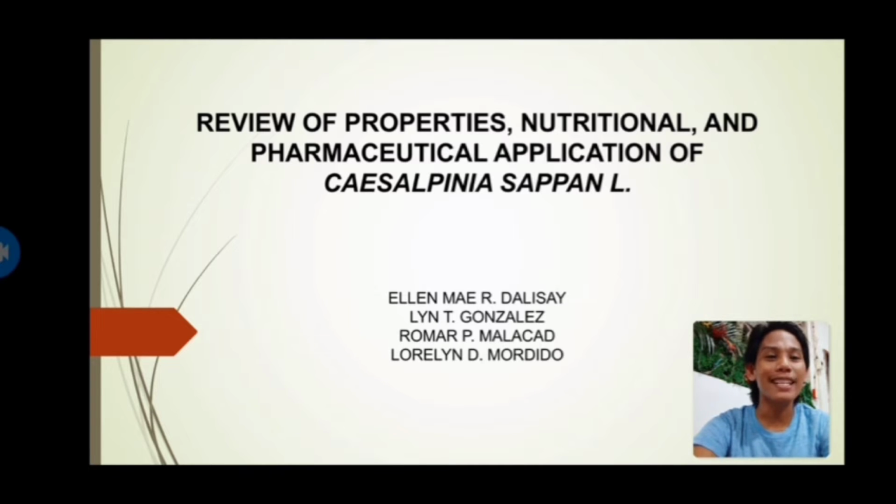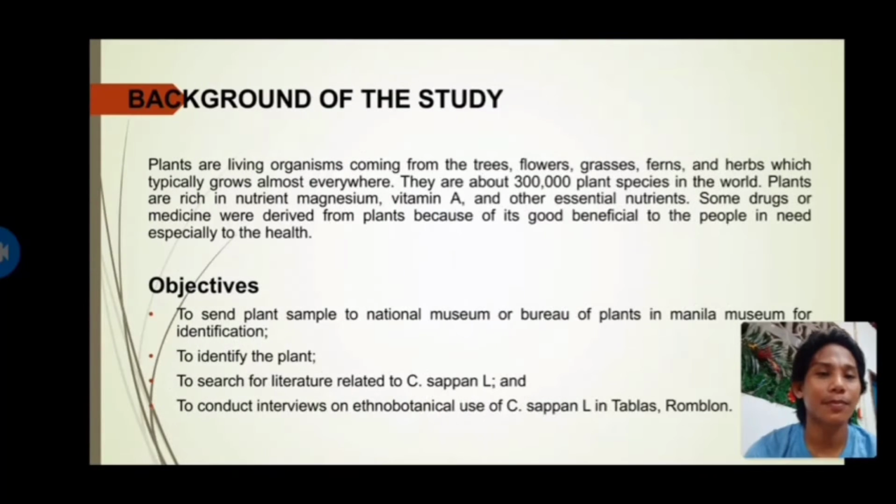Now, our research proposal was entitled Review of Properties, Nutritional, and Pharmaceutical Application of Caesalpinia Sappan L or Sibukao. Let's have the background of this study.